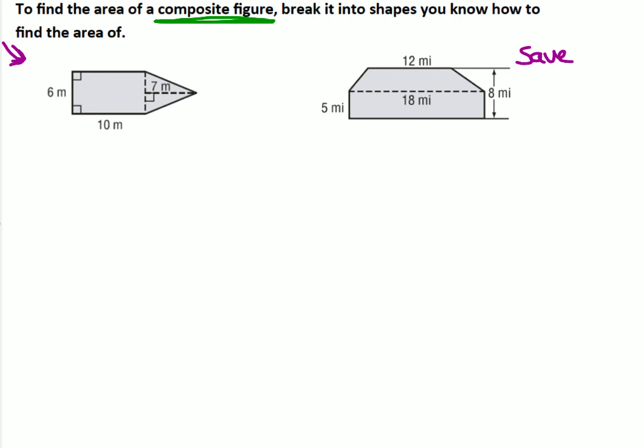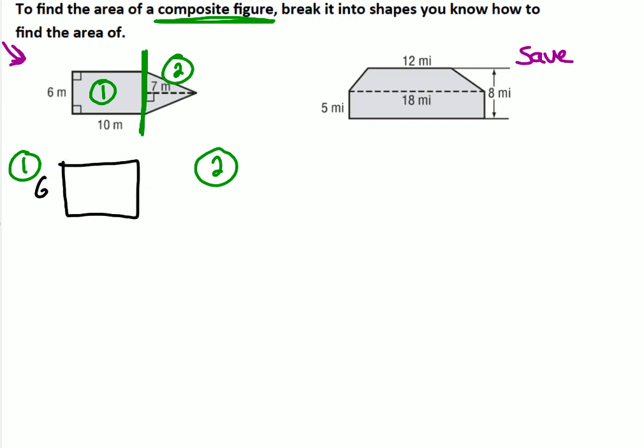So for this first one here, think of it as if we were to slice this shape off here. I have a rectangle and a triangle. So for each one of them, we're going to go ahead and find its area, and then we're going to put those pieces back together when we're done. So for my rectangle, it's 6 meters by 10 meters. So my formula for the area of a rectangle is base times height. My base is 10, my height is 6. 10 times 6 is 60. I'm dealing in meters, so it's meters squared.